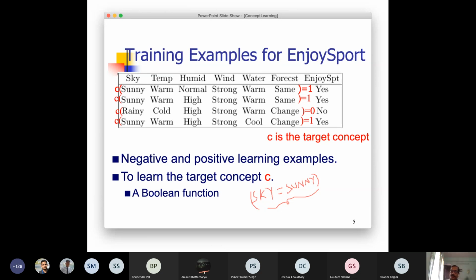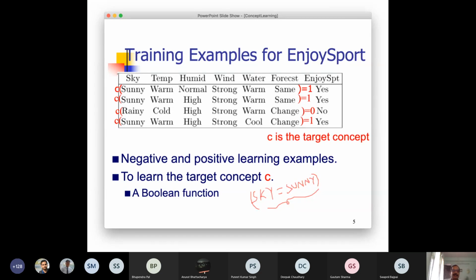So sky is sunny or not sunny? When sky is sunny, it is true. When sky is not sunny, it is false. That means when sky is rainy or cloudy, it is false. Is it clear? Yes, sir. Similarly, you have other attributes like temp equals warm, humid equals normal, wind equals strong, water equals warm, forecast equals same. These are all variables. Now, in this function, when we say this, it is implicitly representing those variables.